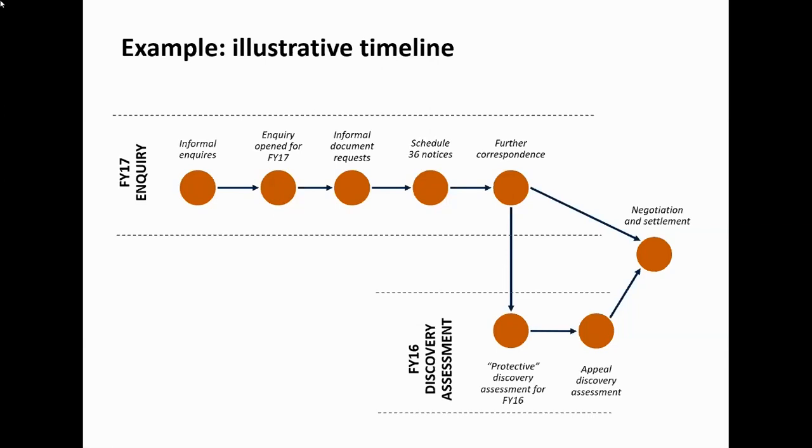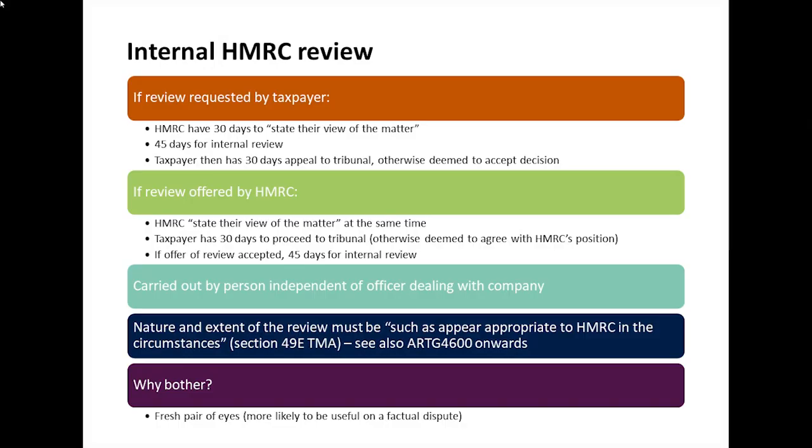And as we discussed in part 9, having initially lodged the appeal to the discovery assessment, the way that either HMRC or the taxpayer progresses that and eventually starts the wheels in motion towards tribunal is by requesting, in the case of a taxpayer, or offering, in the case of HMRC, an internal review. So the way the process works is similar in both cases.